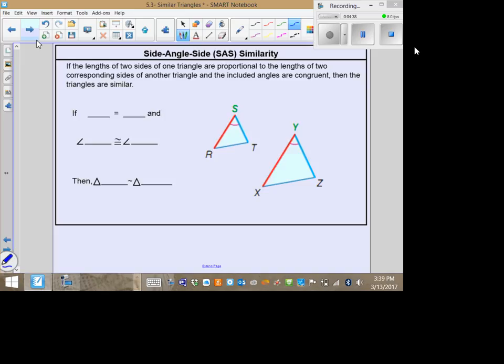So our last one is side-angle-side similarity. So if the lengths of two sides of one triangle are proportional to the lengths of two corresponding sides of another triangle, and the included angles are congruent, then the triangles are similar. So this is saying that if SR over YX equals ST over YZ, and that angle S is congruent to angle Y, then we will see that triangle RST is similar to triangle XYZ. So again, that side-angle-side similarity, and note again the angle has to be between the two proportional sides.